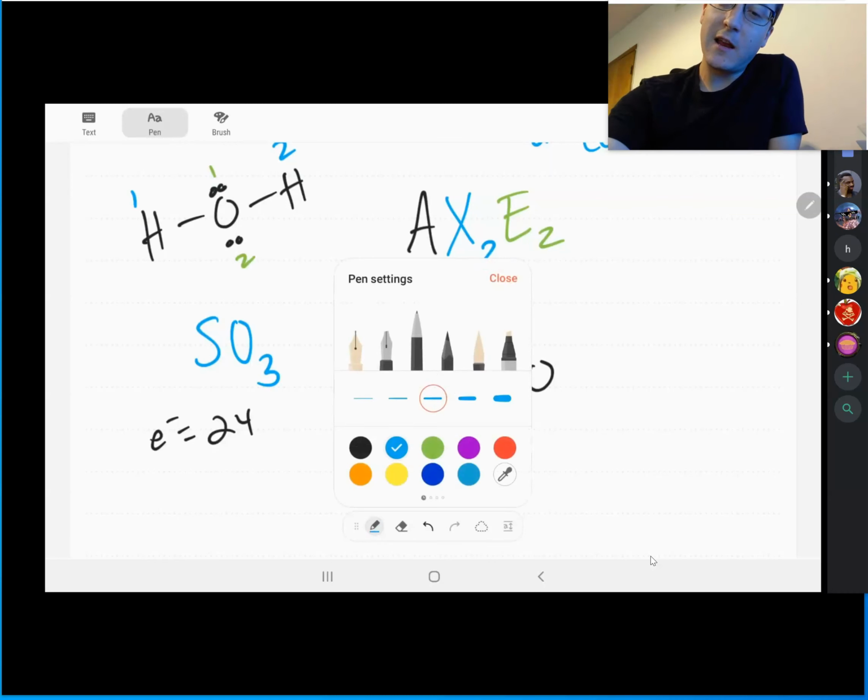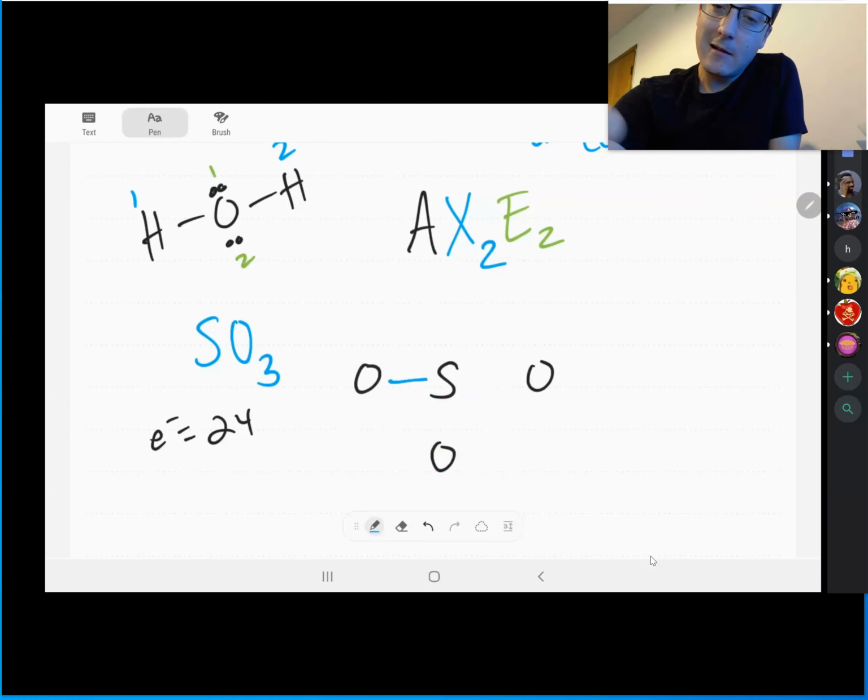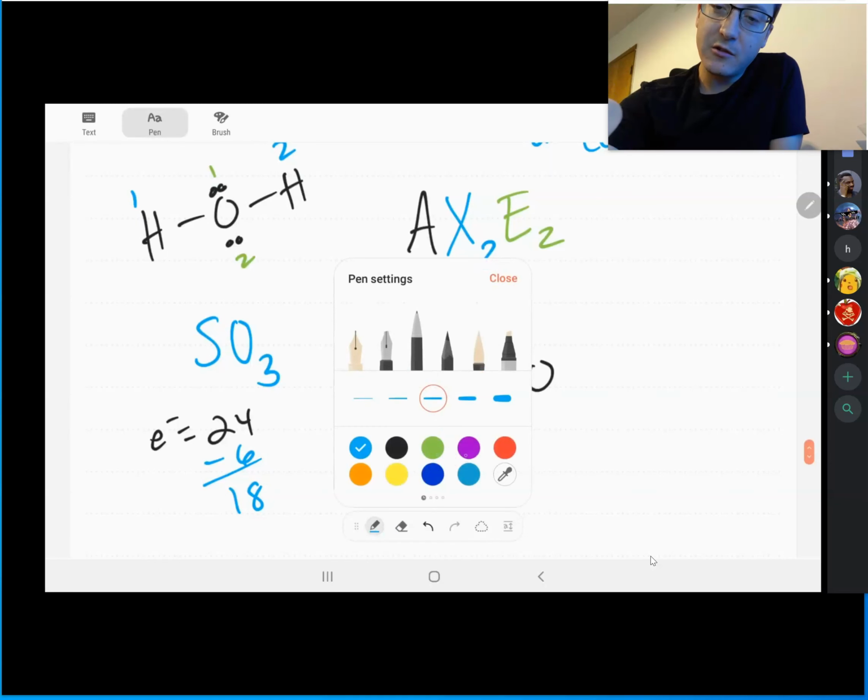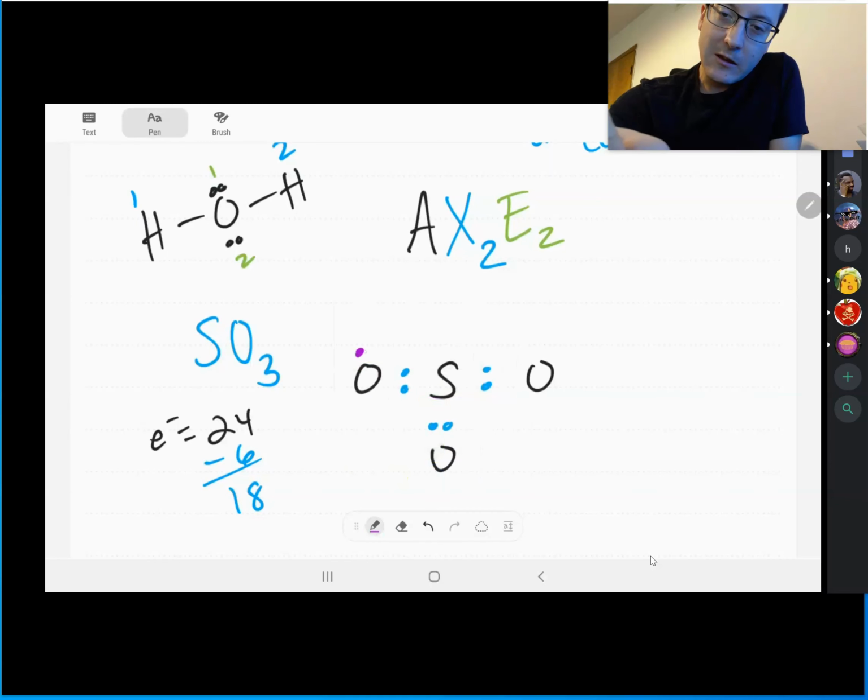If we go ahead and put in... I'm just going to put them as lines right now. Actually, I shouldn't do that. I'll be consistent. Dots. In they go. We have used 6. Therefore, we have 18 left. Give 6 to each oxygen.